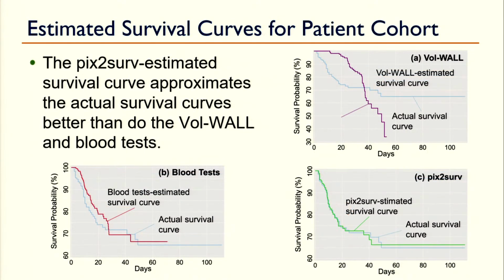Here are the estimated survival curves of the COVID-19 patient cohort. The actual or true survival curve is shown overlapped in light blue color. Visual assessment of the survival curves indicates that the curve estimated by PIX2-SERV approximates the actual survival times better than the blood tests, and much better than the volume wall.